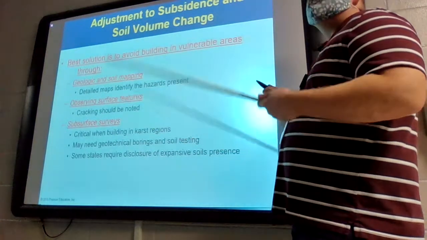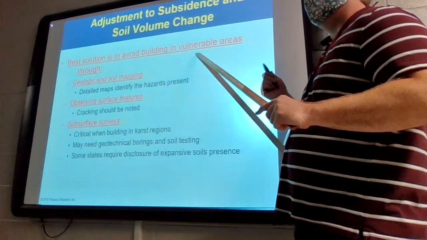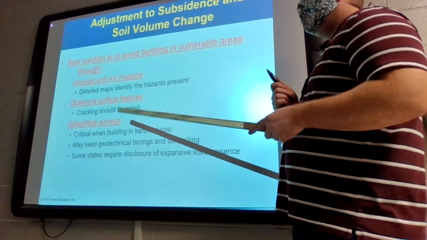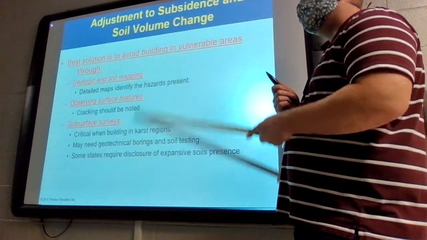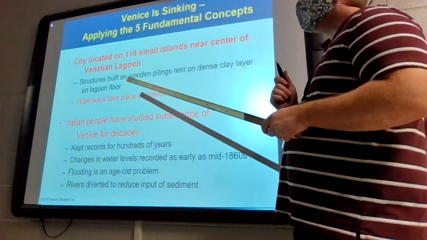So obviously, along with all of these, the best solution is just to avoid building in an area that has these issues. So if I have subsidence features, if I have any of the red flags going on, I want to kind of avoid that area if I can.